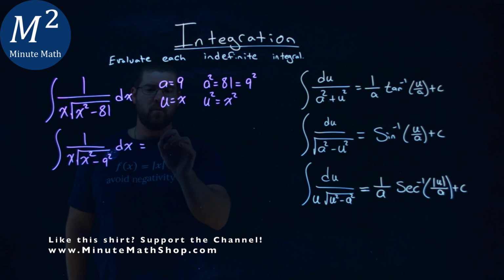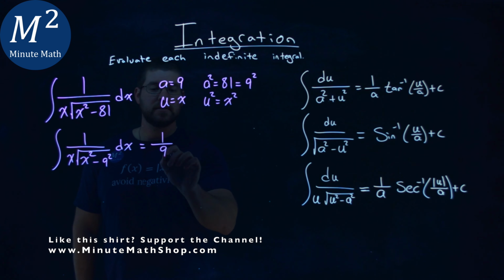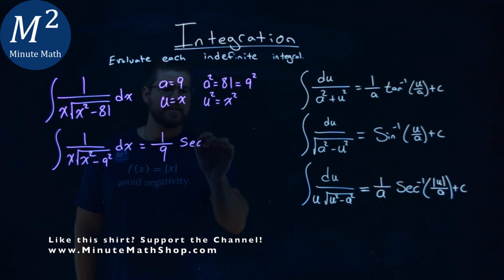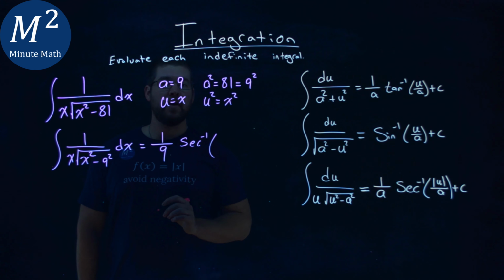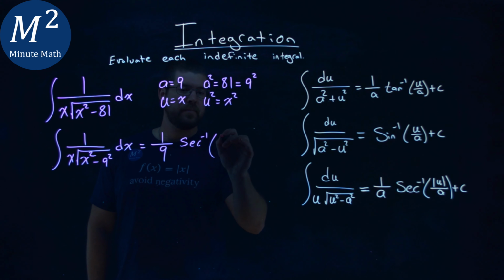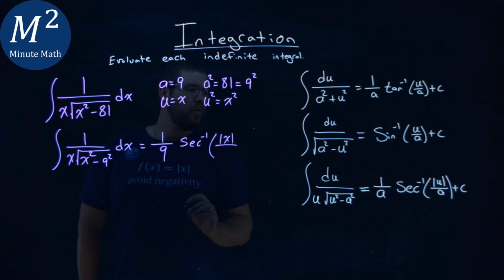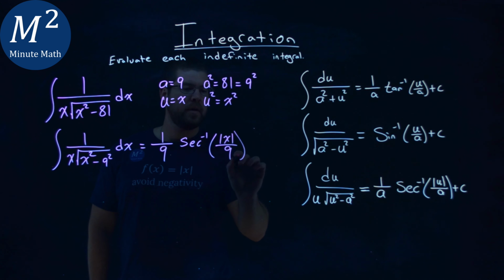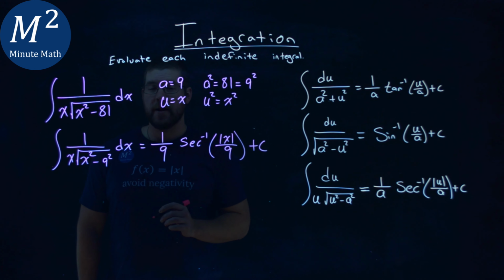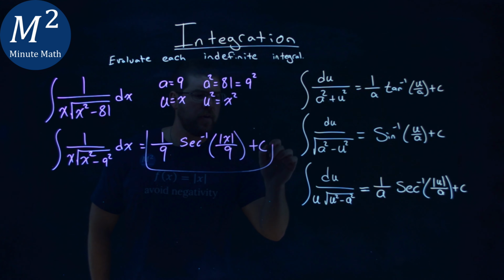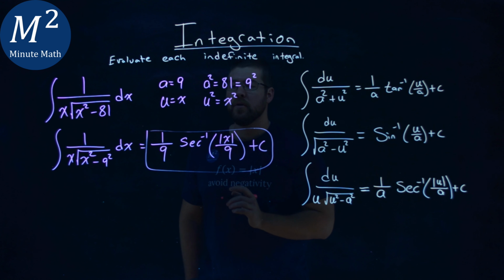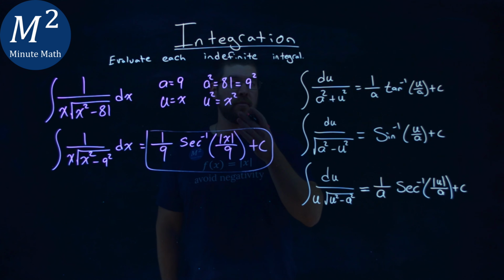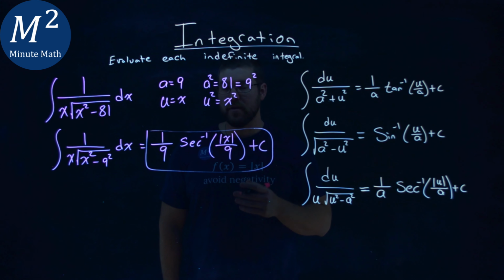It tells us we have 1 over our a value, which is 9, times the arcsecant of the absolute value of u, which is x here, over our a value, which is 9, plus c. Don't forget it. And that's it. Our final answer here is just 1 over 9 arcsecant of the absolute value of x over 9 plus c.